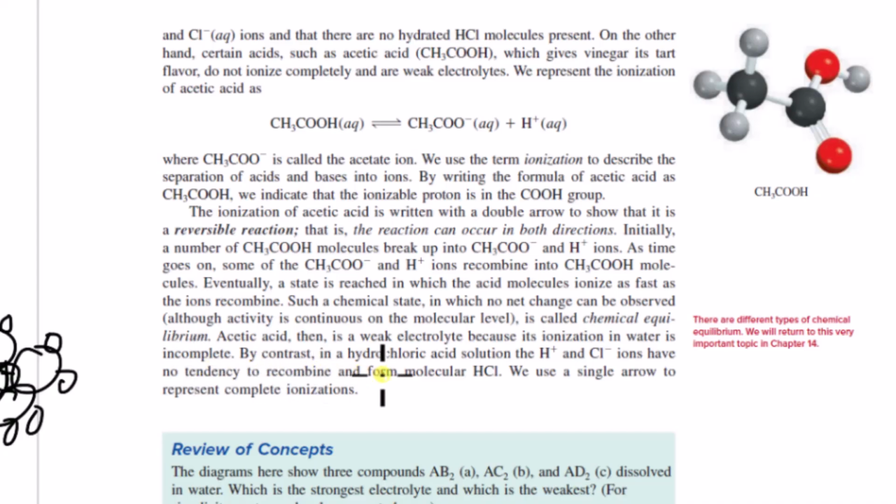By contrast, in a hydrochloric acid solution, the H+ and Cl- ions have no tendency to recombine and form molecular hydrogen chloride. For hydrochloric acid, we use a single arrow to represent complete ionization. Right, that's the distinguishing characteristic between weak and strong electrolytes: that reversibility. What they're saying here is that once you put a weak electrolyte into solution, it'll start to dissociate, and then in a short period of time, in general, it'll come to equilibrium, where it's dissociating as fast as it recombines, and you get an equilibrium concentration of ions in the solution.